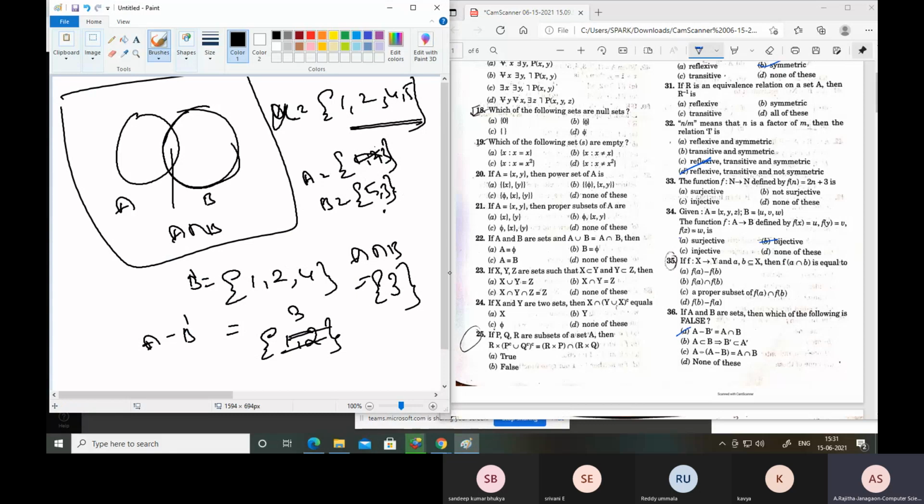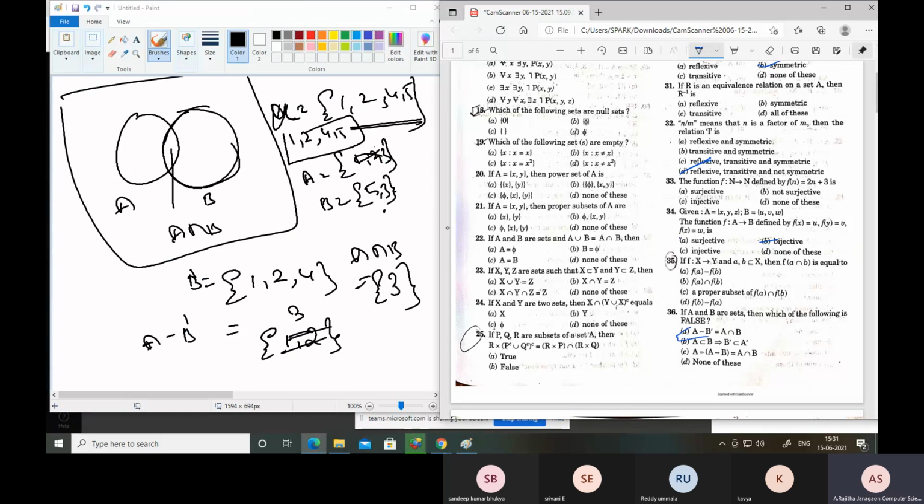Now B complement subset of A complement. Here A complement is nothing but 1, 2, 4, 5. B complement is nothing but 1, 2, 4. It means this B complement is subset of this A complement. Okay, this is also right.